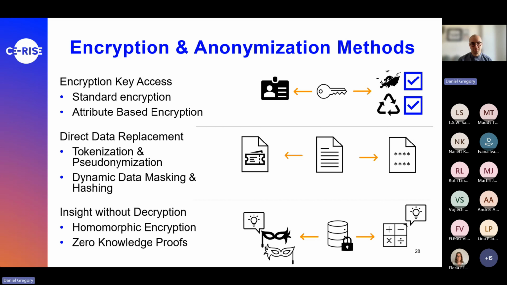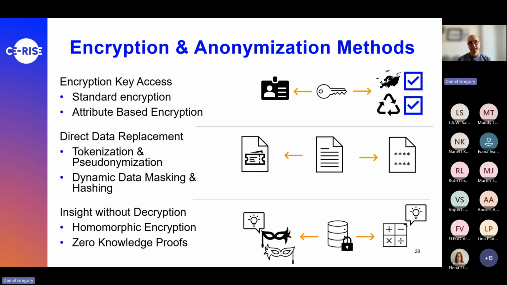The three main ways I would say that you can do that are something like encryption access or key access. This is either a specific key attached to a specific person or an attribute. So if someone is in the EU and a recycler, they get access to certain pieces of information. If they are outside of the EU or not a recycler, they don't get access to all of that information or any of that information, as an example.